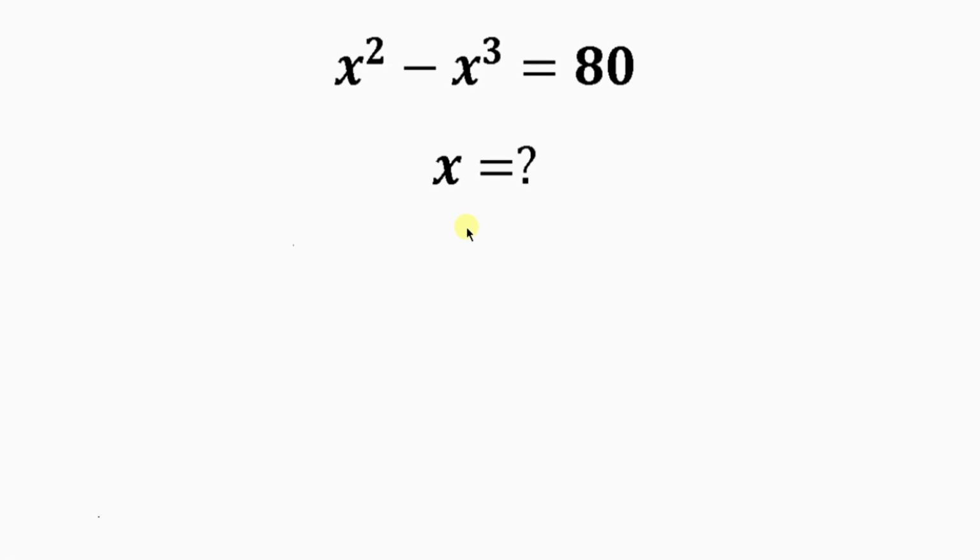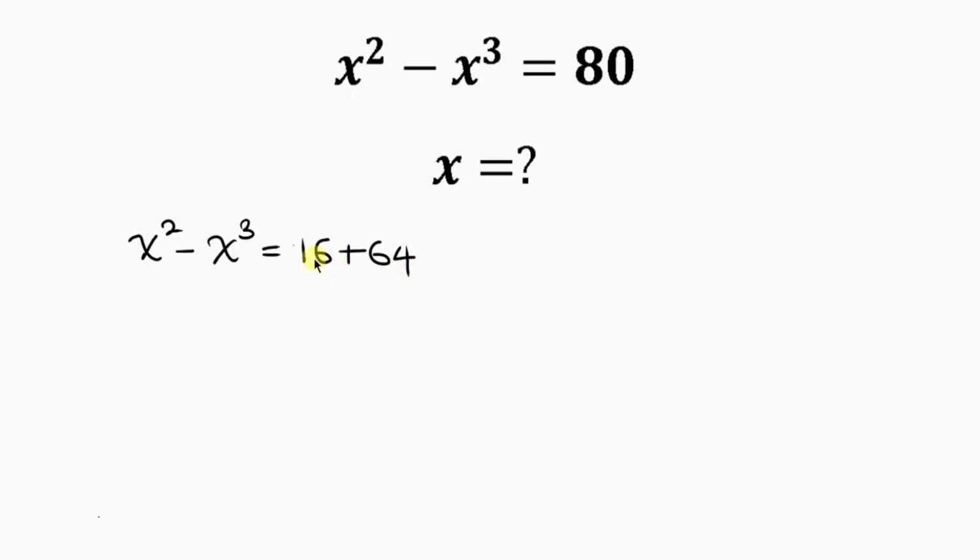Let's solve this math question that says find the values of x for which x squared minus x cubed is equal to 80. Well, our first step will be for us to split 80. 80 is the sum of a perfect square and a perfect cube. So we have the left hand side as x squared minus x cubed to be equal to 16, which is the perfect square, plus 64, which is a perfect cube.